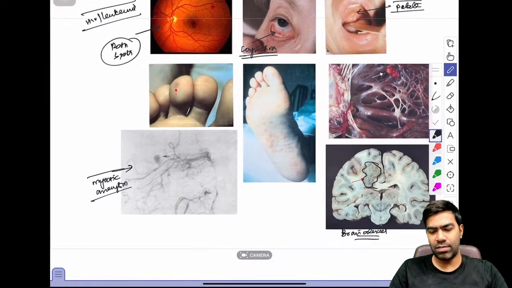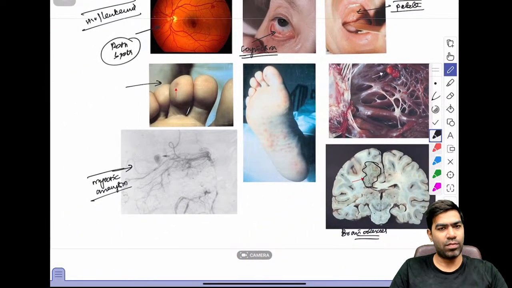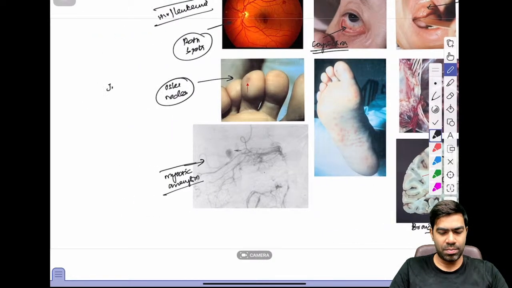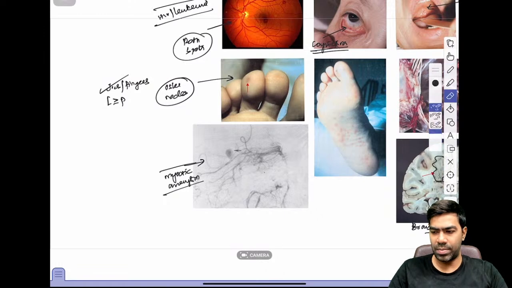And apart from the petechiae we have discussed already, this is a kind of lesion that they will be regularly asking in your exams as well. These are nothing but Osler nodes. Osler nodes are basically going to happen typically in the toes and your fingers, rather than the palms and the soles. It can happen in palms and soles, but happening in the palms and soles is not that common. It's a little rare.